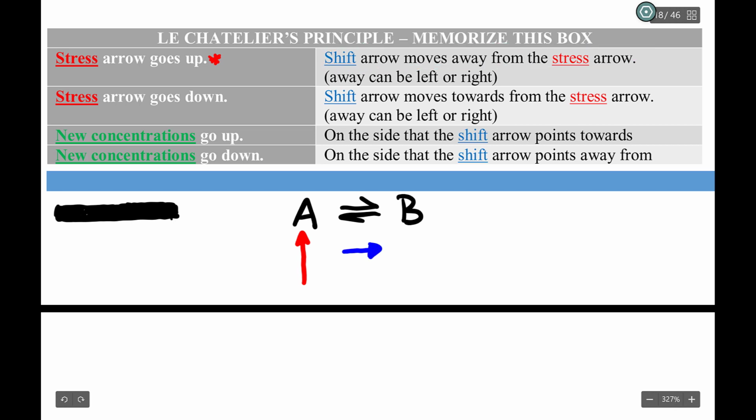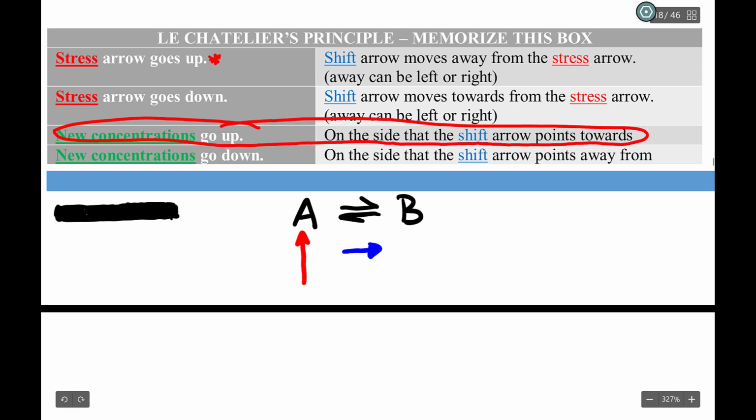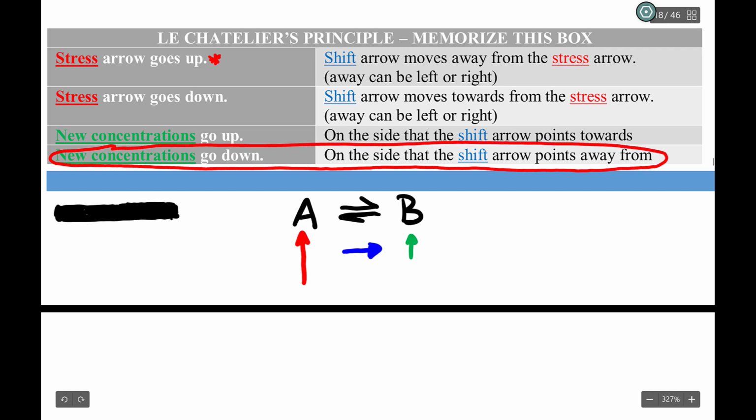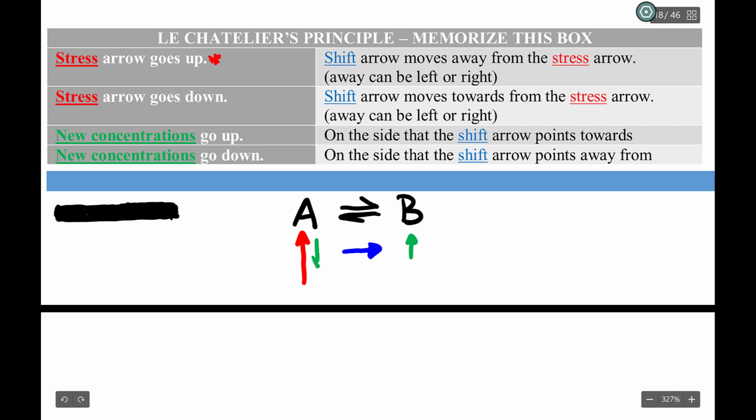Now, whichever way I shift towards, those concentrations are going to go up. So that's what it says here: new concentrations go up on the side that the shift arrow points towards. Because this blue arrow is pointing towards the products, it's going to go up. And underneath, it says the new concentrations are going to go down on the side that the shift arrow points away from. So this is going to go down on this side. Stress goes up, shift goes away. Whatever side I'm pointing towards, my new concentrations increase. Whatever side I'm pointing away from, my new concentrations decrease.